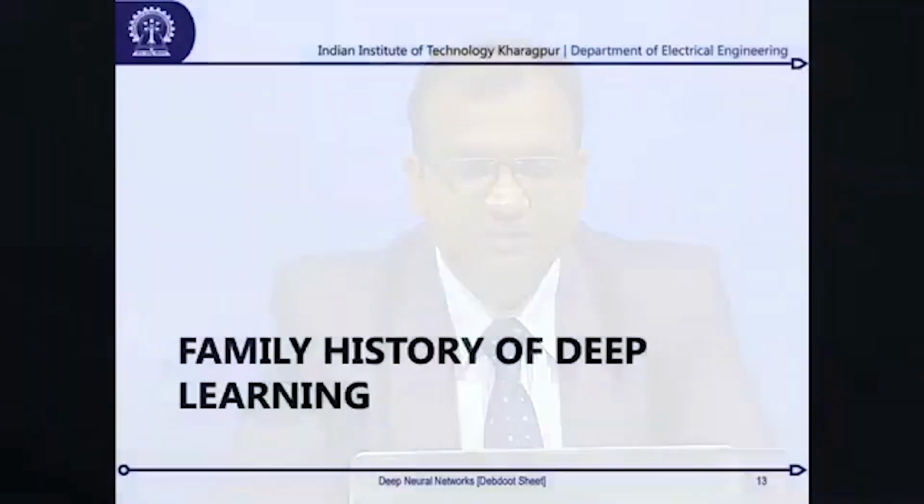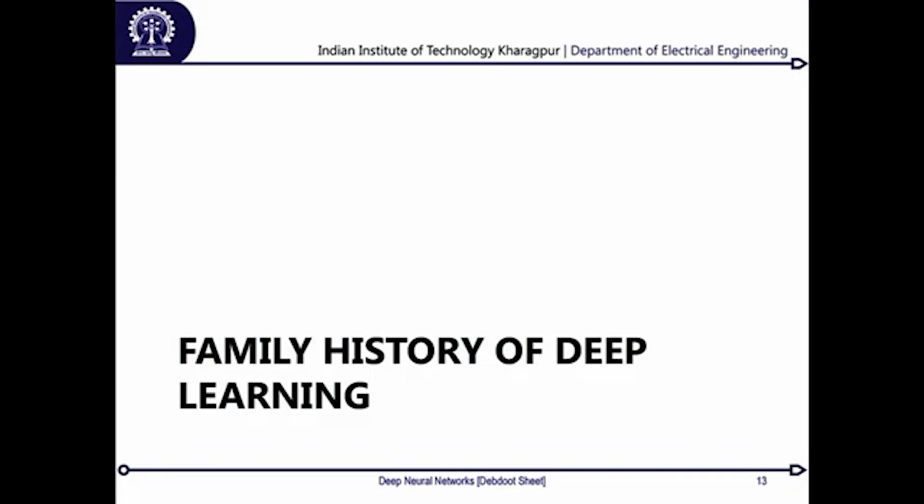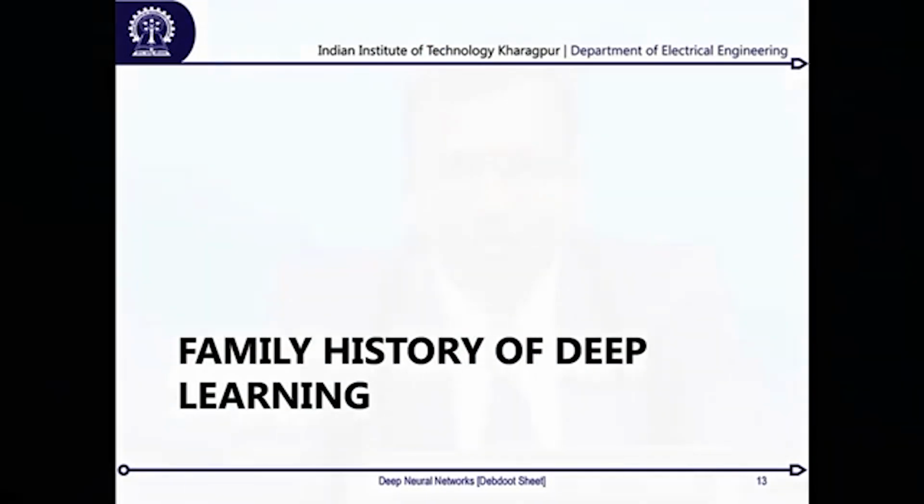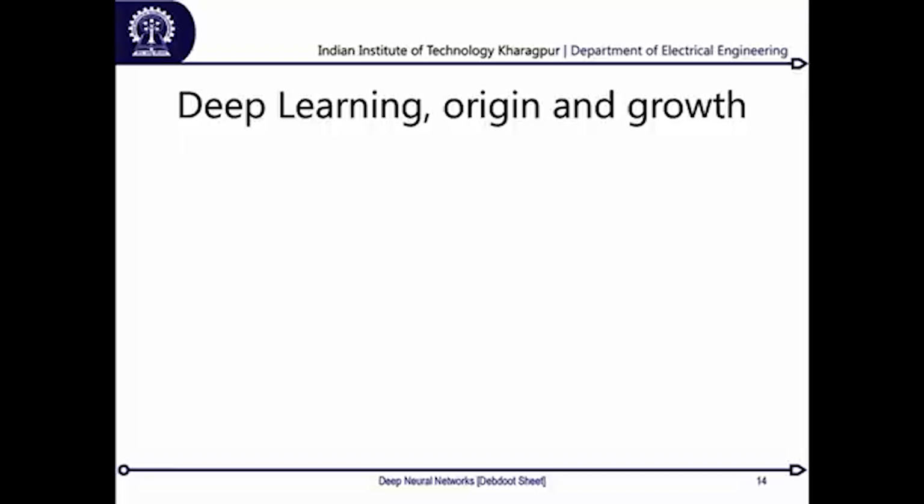So let's continue from where we left off in the earlier class on deep learning, and I would now be discussing a bit of historical perspectives and what we call a family of deep learners. For that, let's look into how deep learning came into its origin and how it was growing up. This is not something which just came up in the recent past. It has been there for quite some time now.